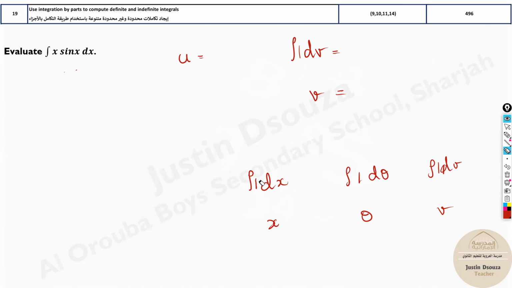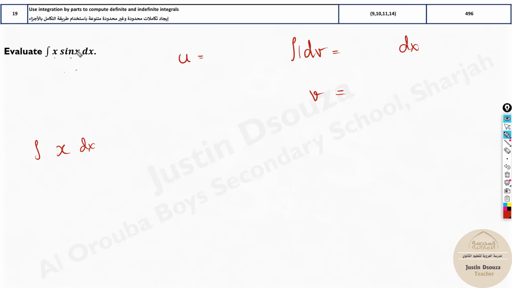So this is how we get v. But now v is fine. What do we assume to be dv? This is a very important thing. Let's, for a moment, integrate both of them. What is the integration of x with respect to x? It will be x squared by 2 plus c. We don't write plus c over here. At the end, we will add it up.